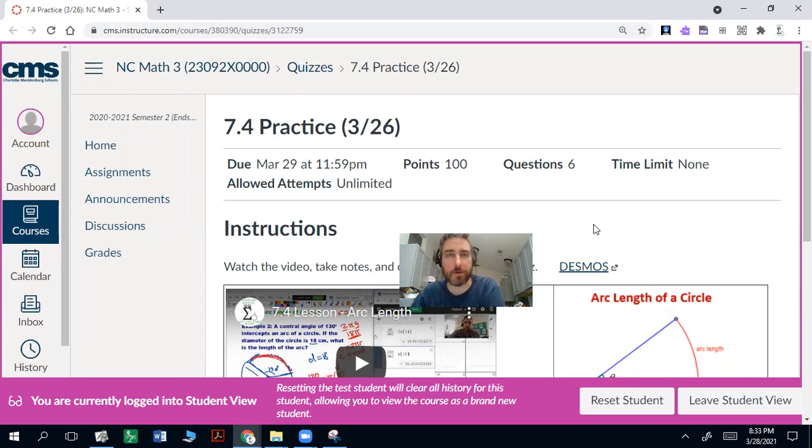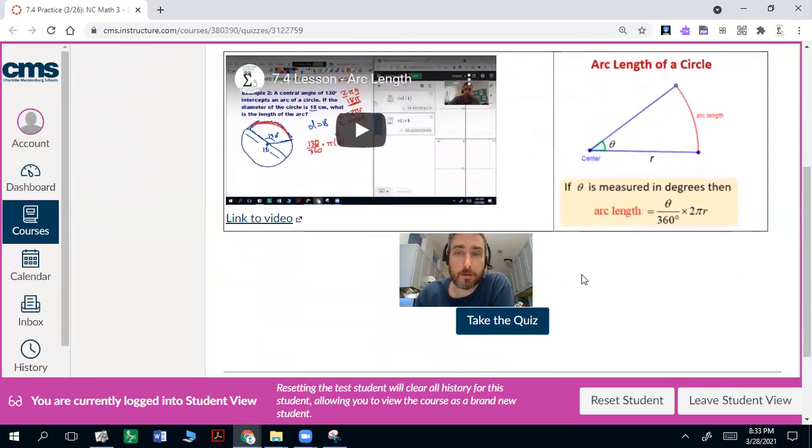Hello, we're going to go over the 7.4 practice. There was a mistake in the answer key. If you had done this on Friday, I have updated it since then. If you've already submitted it and you got one of the questions wrong, you may have gotten it correct. I'll look at your answer and give you the points if you did. Let's take it.